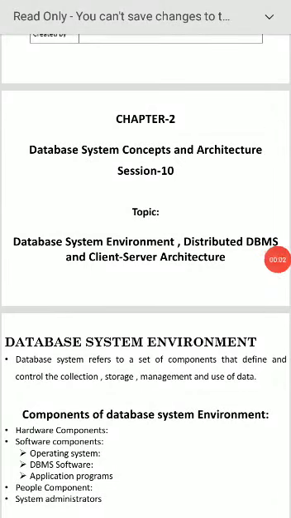Welcome back. In this session, I will explain the database system environment. This is called session 10. Database system refers to a set of components that defines and controls the collection, storage, management and use of data. That is totally called a database system environment.